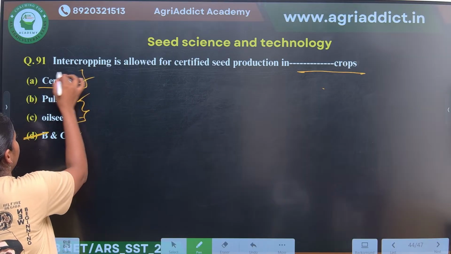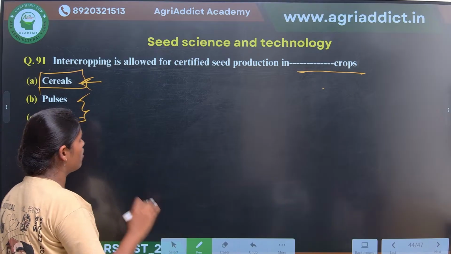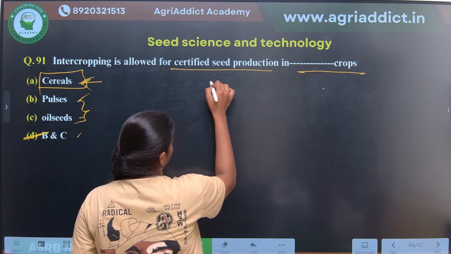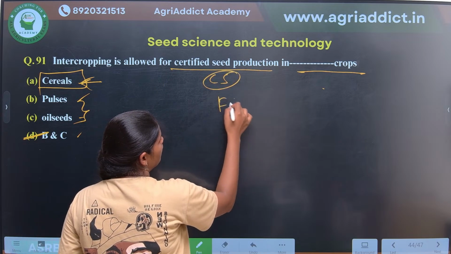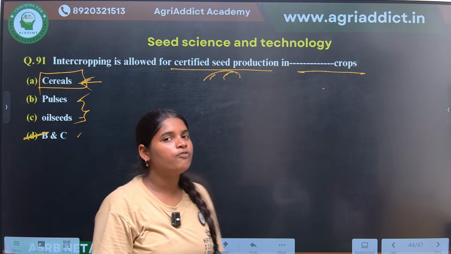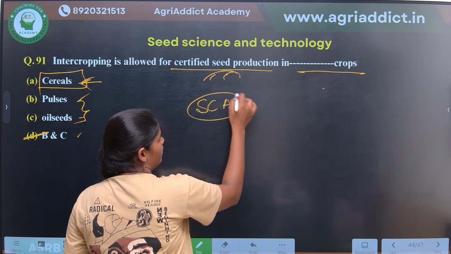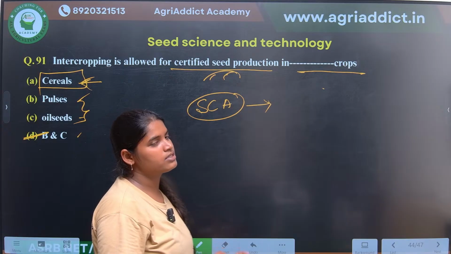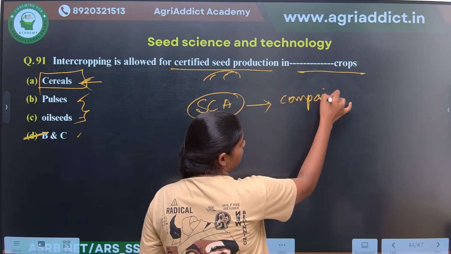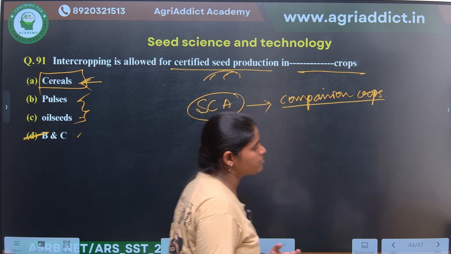Because of the tillering habit, cereals are not allowed. In pulses and oil seeds, it is already mentioned. It is only followed for certified seed production, that is the stage, not for foundation. Rule number 1. And if you want to go for intercropping, the seed certification agency will prepare a list of crops that you can choose as a companion crop with the main crop, right? They'll prepare a list of such crops.